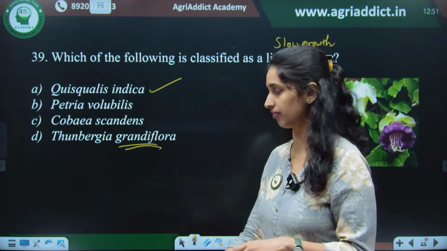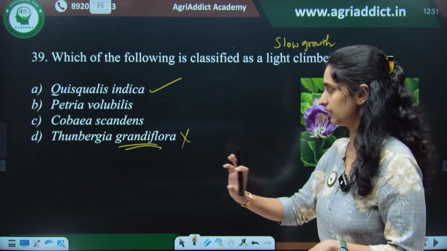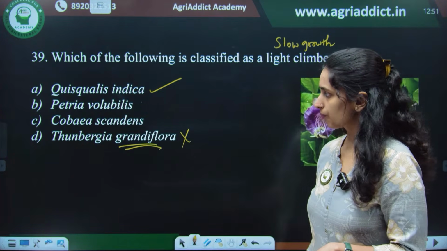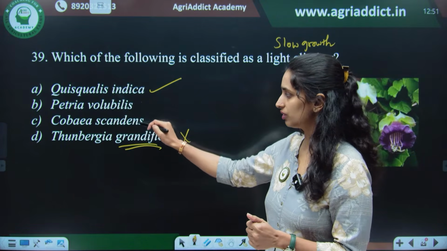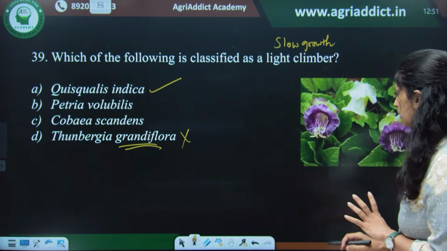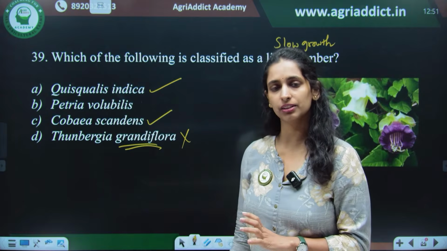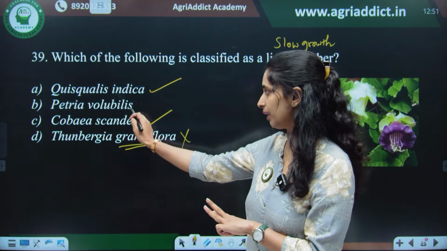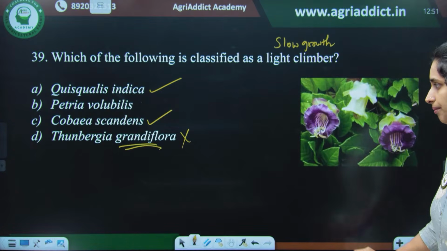Grandiflora means very large flowers. So ये तो नहीं हो सकता है. Grandiflora means very big flowers, and also it's a heavy climber. Cobia scandens and Petrea volubilis, इसमें ना थोड़ा डाउट रहता है क्योंकि ये दोनों लाइट क्लाइंबर जैसा ही एक्ट करता है, स्लो ग्रोथ ही है इनका. This is actually Cobia scandens, I took it from one of the previous papers. But if the other 3 options are heavy climbers and Petrea volubilis is an option, you can choose Petrea as the answer. Okay.